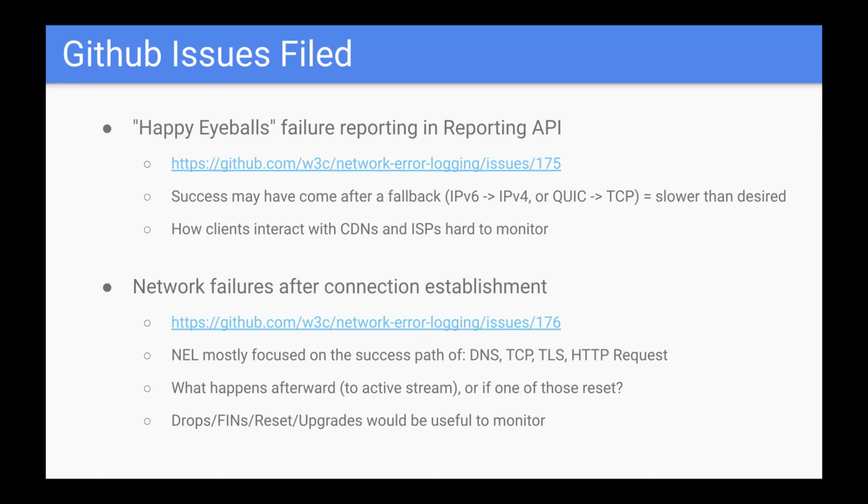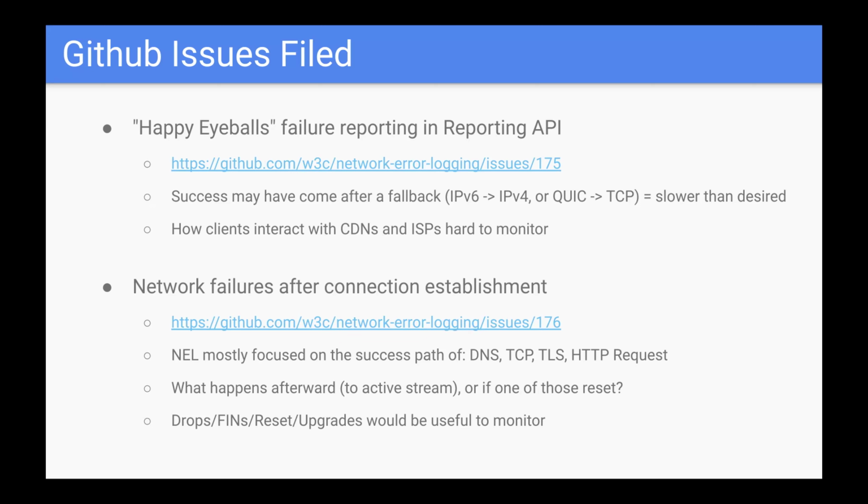Maybe that's slower than desired. Maybe just knowing the fact that this fallback happened can be useful for not only content delivery networks, but also potentially us working with other ISPs to help solve some of the problems that are happening here. And it can help reduce some of the unreliability of clients interacting with CDNs and ISPs. That's very hard to monitor today.